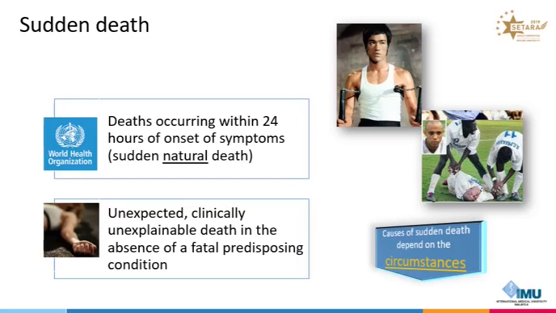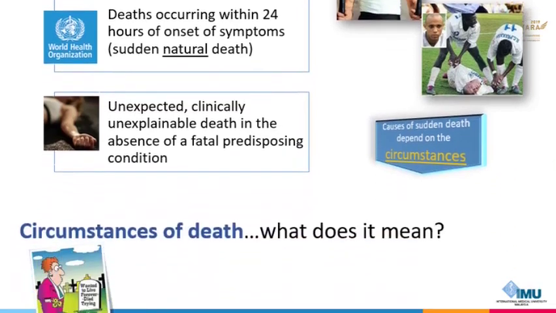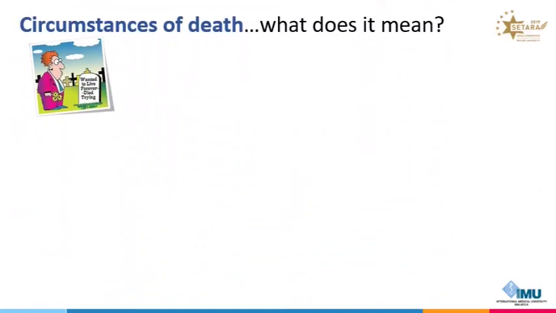So the causes of these sudden deaths primarily depend on the circumstances of death. And let's have a look at what we really mean by these circumstances. It's an important word for you to know within your forensic science and also forensic medicine knowledge. So the circumstance of death essentially means the scenario behind how the death occurred.